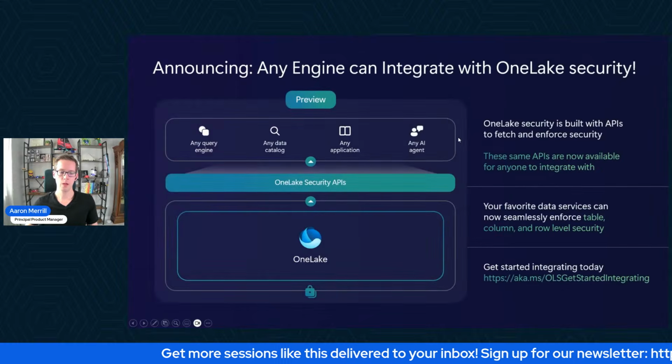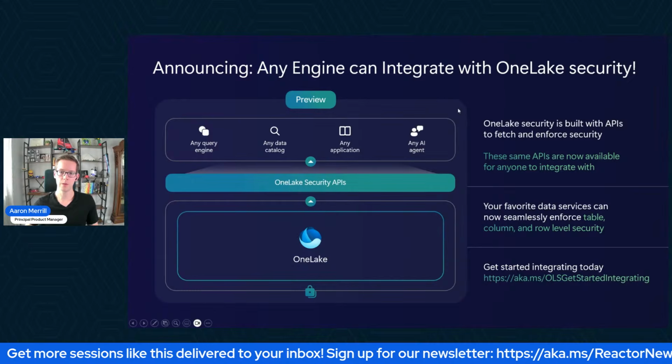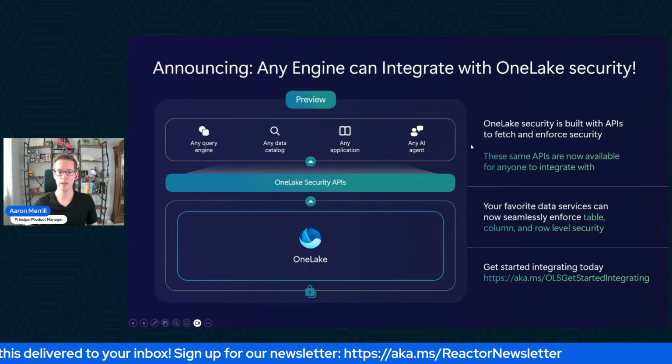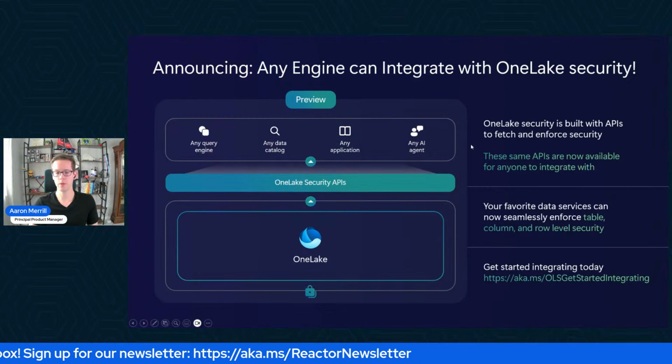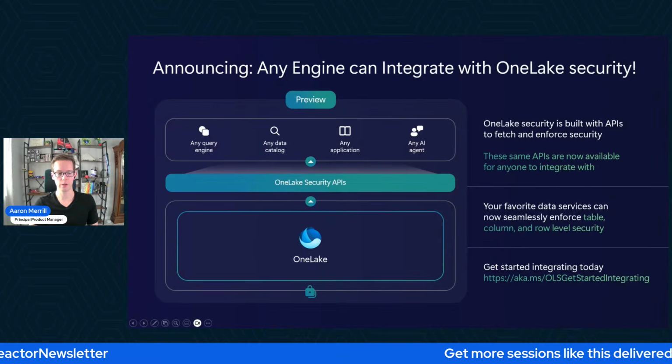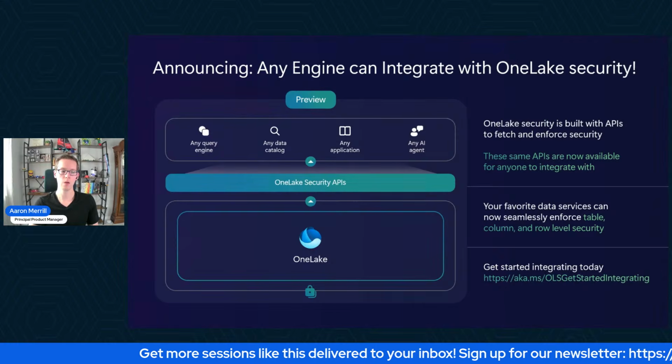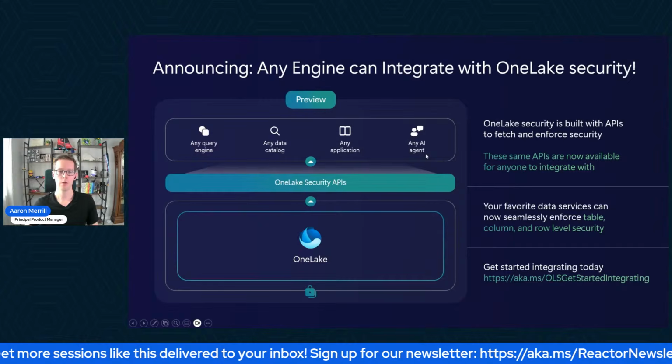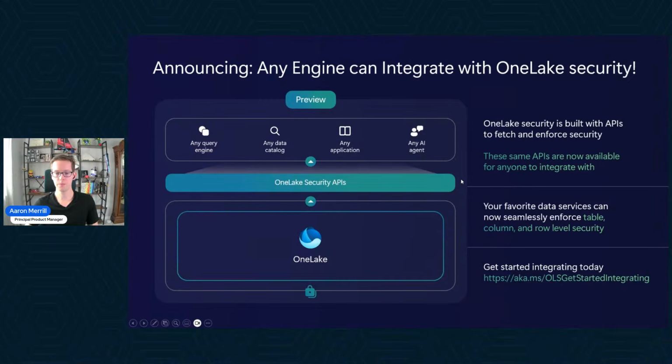And then the other really cool API that we have now in public preview is the ability for any engine or service to integrate with OneLake security. They're using it to understand what roles a user has and then apply the security at query time. So you can now use this for any third-party service. If you want to integrate your own application or agent or data catalog with OneLake security, we now have an API that lets you do this, and then can enforce all that row and column level security for those users.